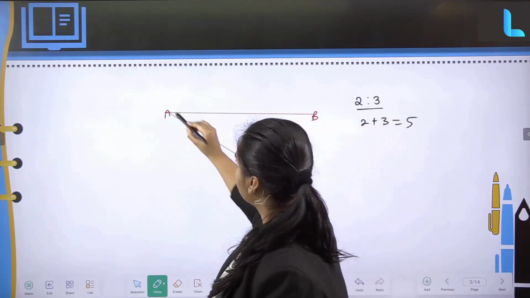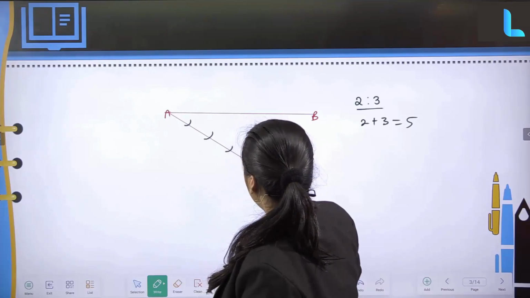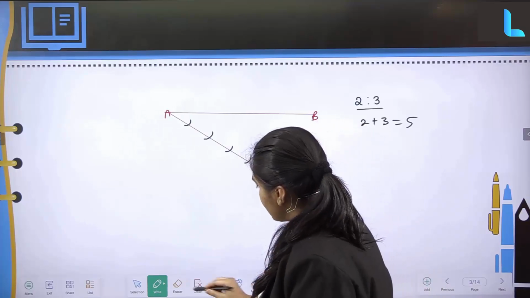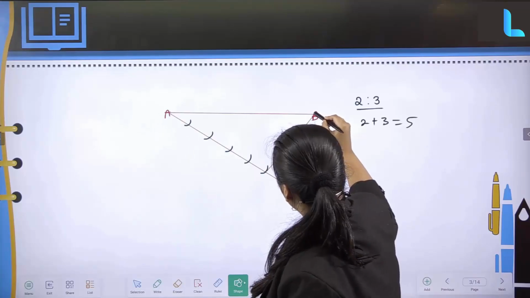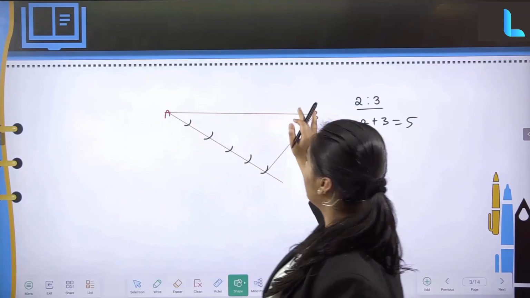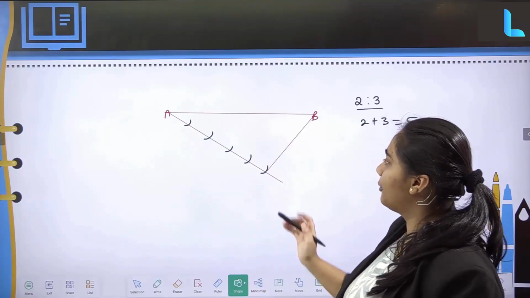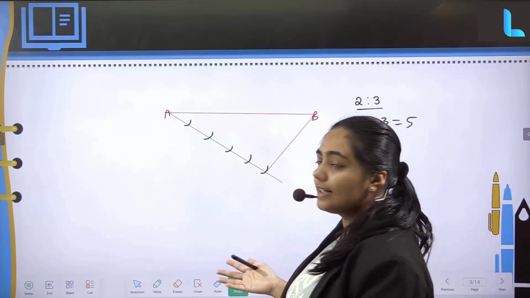So 5 arcs placing from A is what I will draw. So 1, 2, 3, 4, 5. This is what I will be getting, right? So from this point I will just join this. It just means this complete one is going to be equal to 5. So now I just have to break this in 2:3 ratio. Once you get this, it is very similar.